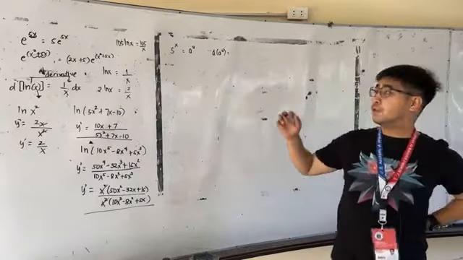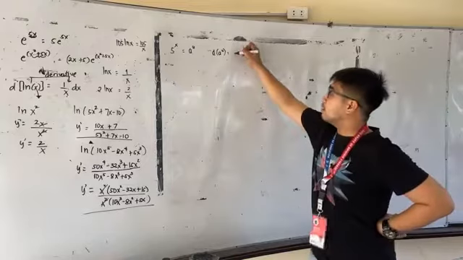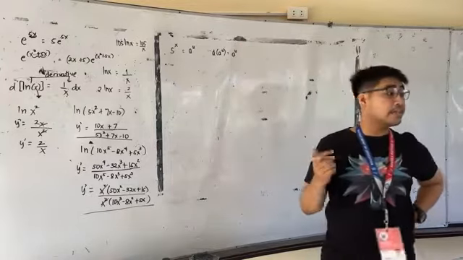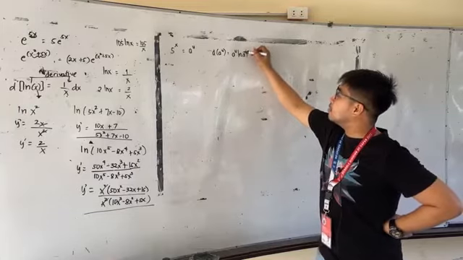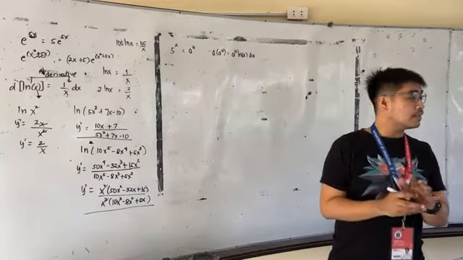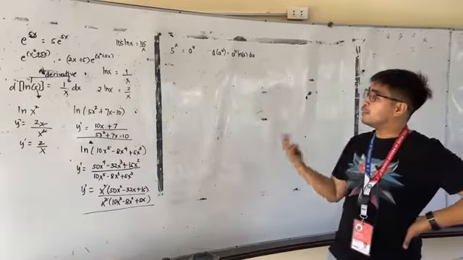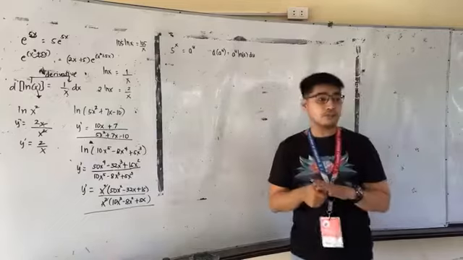Okay, so the formula for this one is first, just copy the given, which is a to the u, and then ln of a, and then after that, multiply that to du. Okay, is that clear? Again, the formula for the derivative of a constant raised to a variable is a to the u ln of a du.